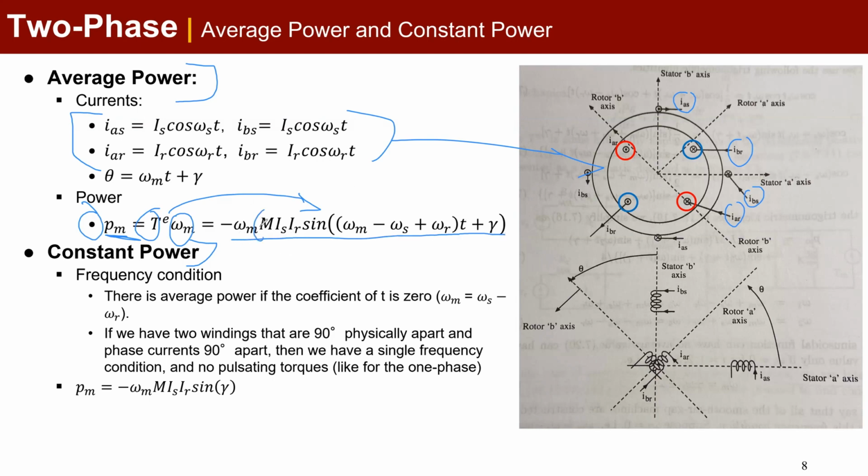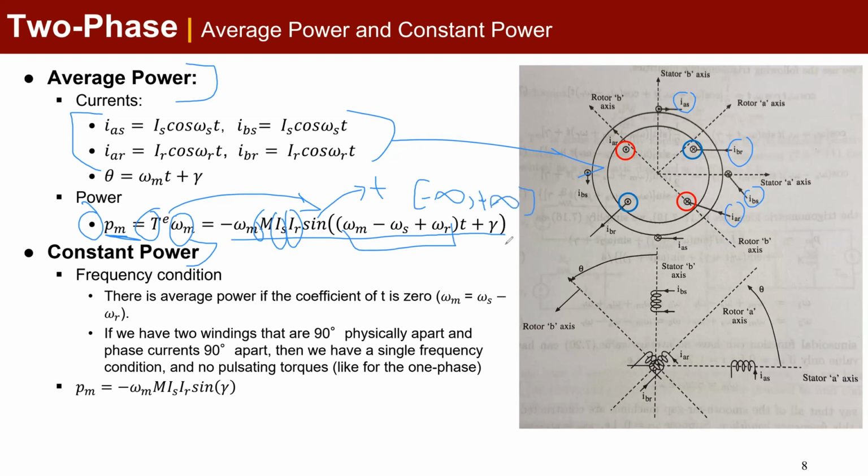Where we see it's the mutual inductance times the stator current and the rotor current times this sinusoidal function that's dependent on time. So what this gives us is the average power with respect to time. If we're in steady state, then we're not really given a time. The time is all time. It's from negative infinity to plus infinity.